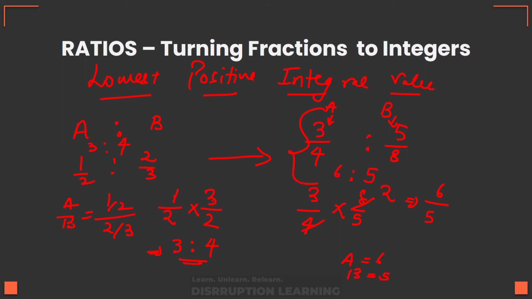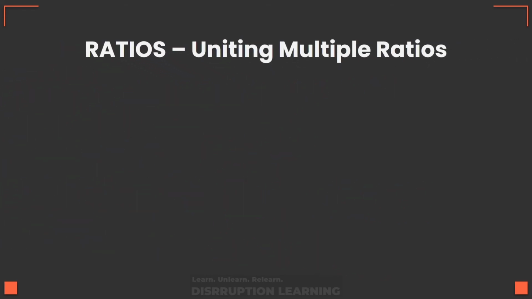I hope you have got this one too. This is again going to be very important when we solve the questions. Now let's move on to the next property. And the next property is uniting multiple ratios. Now so far we have been dealing with two variables only, mostly A and B.